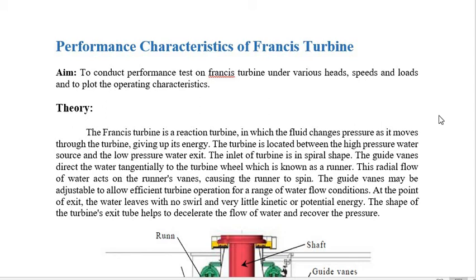Hello students, in this video I will give you the theory behind the Francis turbine, because you have a lab in your paper to conduct the performance characteristics of the Francis turbine. We have already discussed what a Pelton turbine is. That's the Pelton turbine, the Francis turbine, and there is one more turbine, the Kaplan turbine. So all are hydroelectric turbines.